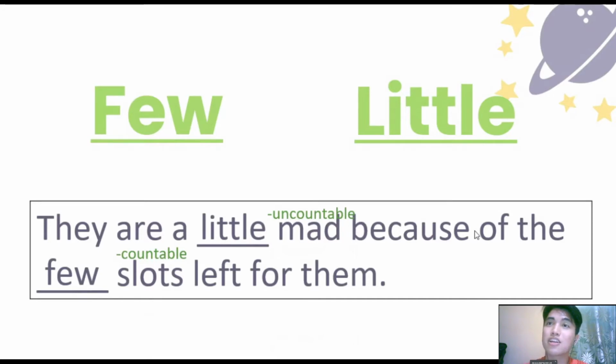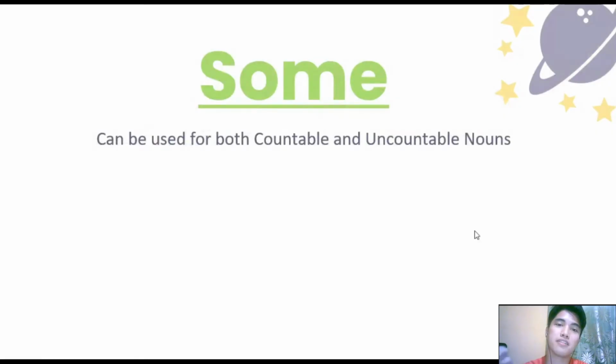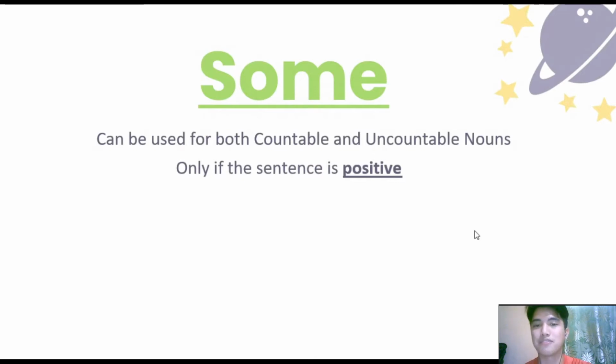We see that there are certain quantifiers used for countable and uncountable nouns, but there are certain quantifiers that can be used for both. Some of them are the word some. It can be used for both countable and uncountable nouns, with a catch, only if the sentence is positive. Take note of that. We can use the quantifier some if the sentence is positive.